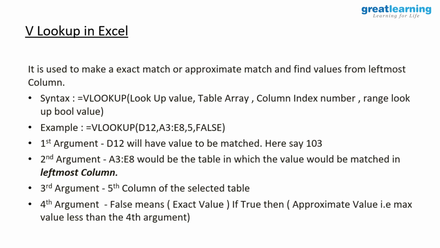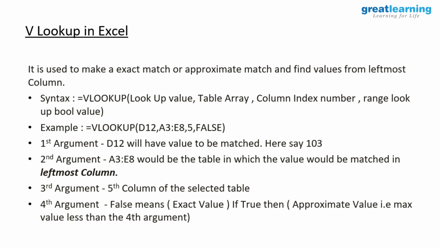And what would be the syntax for this Vlookup? The first attribute in Vlookup would be the lookup value which we are trying to find out. Second would be the table or the range of all the values, the matrix in which we are searching this, where the leftmost column is what gets searched. And then we'll need to mention the column index number out of which we are trying to get the value.